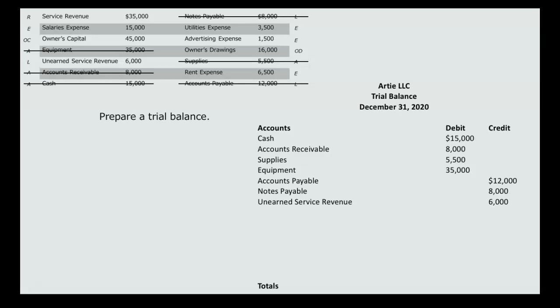So after liabilities in the expanded accounting equation comes your owner's capital. So we take a look back at all of our accounts that we have in the upper left, and we see that our owner's capital is $45,000. Now, capital, just like liabilities and revenue, will be a credit balance. So owner's capital goes over on the credit side of this trial balance.